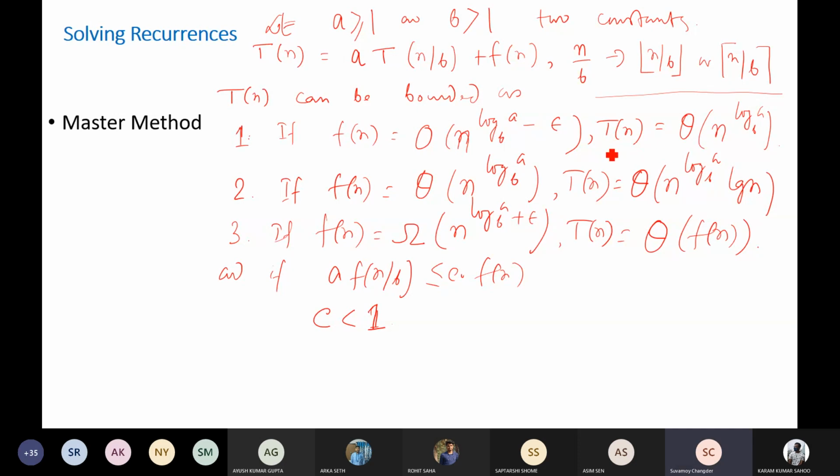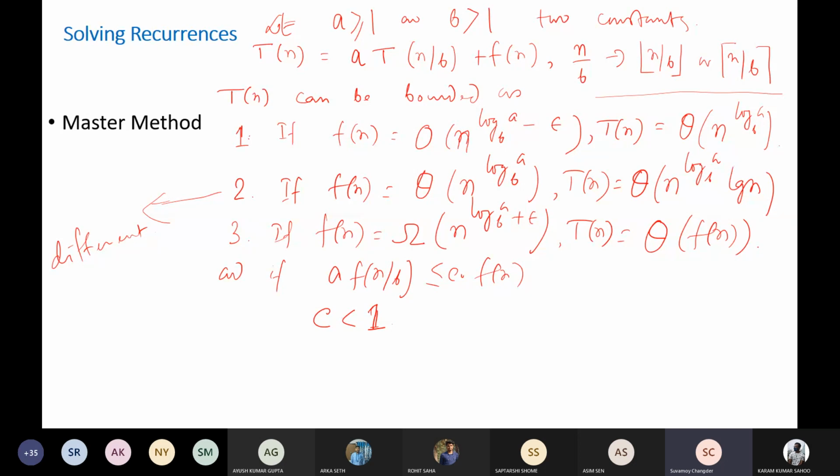Then T(n) can be bounded as theta of n to the power log a base b. Second case: if f(n) equals this, then T(n) equals this one. Here, for case 2, in some other books you may get a different form of this, okay?